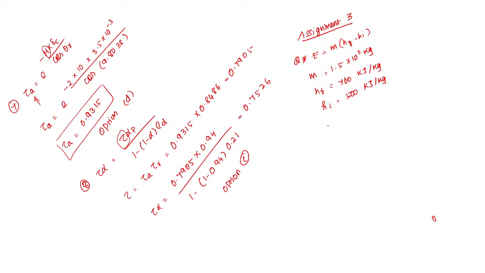So you can calculate by substituting this 1.5 into 10 to the power of 5, 760 minus 500. If you substitute, what you would get is 390 into 10 to the power of 5 kilojoules, or you can write it as 39 megajoules, because 39.0 into 10, so 10 into 10 to the power of 5 is 10 to the power of 6, that is megajoules. So you might be wondering why then there are a lot of data given.